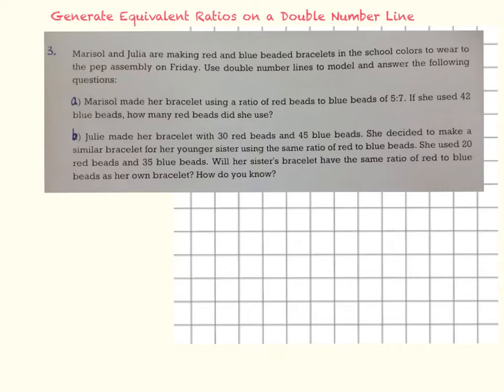Okay, part A. Marisol made her bracelet using a ratio of red beads to blue beads of 5 to 7. If she used 42 blue beads, how many red beads did she use? Okay, so here we should use a set of double number lines. Let me draw it here. I'm going to use the top line for the red beads and then the bottom line for the blue beads.